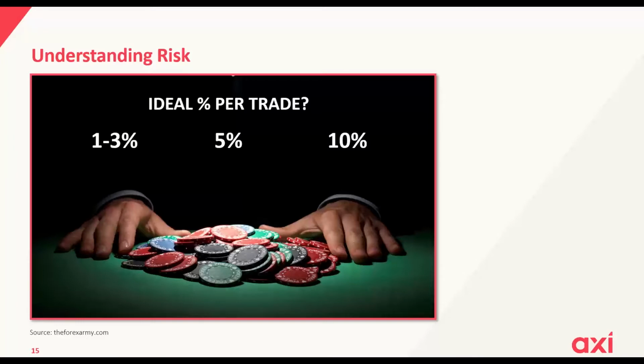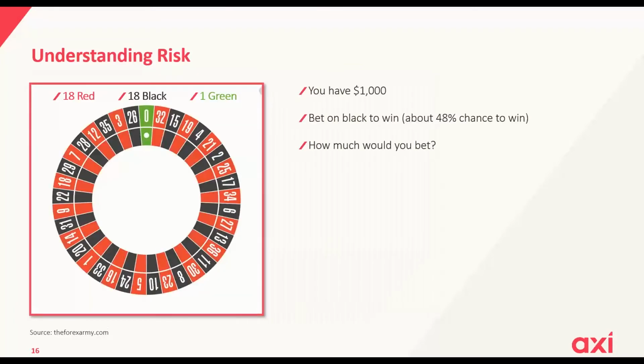So a lot of you seem to be pretty conservative, 1 to 3%, sometimes 5, and the occasional 10. Okay, guys, let's go on to the next experiment. And Felix, that is exactly correct. We are playing roulette over here. You are given $1,000 and you need to bet on black to win.